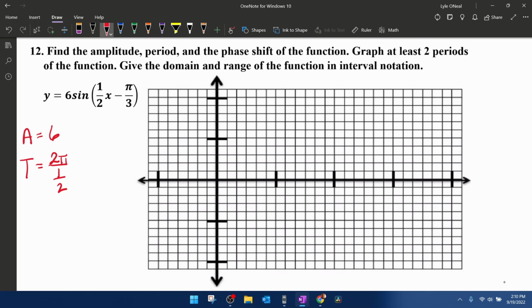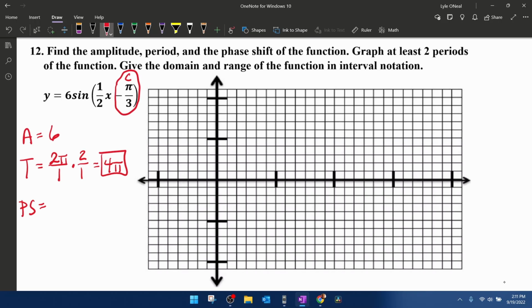So what we're going to do is our KCF. We're going to keep the 2 pi, change to multiplication, and flip the fraction, giving us 4 pi as our wavelength. And our phase shift is -c over b.